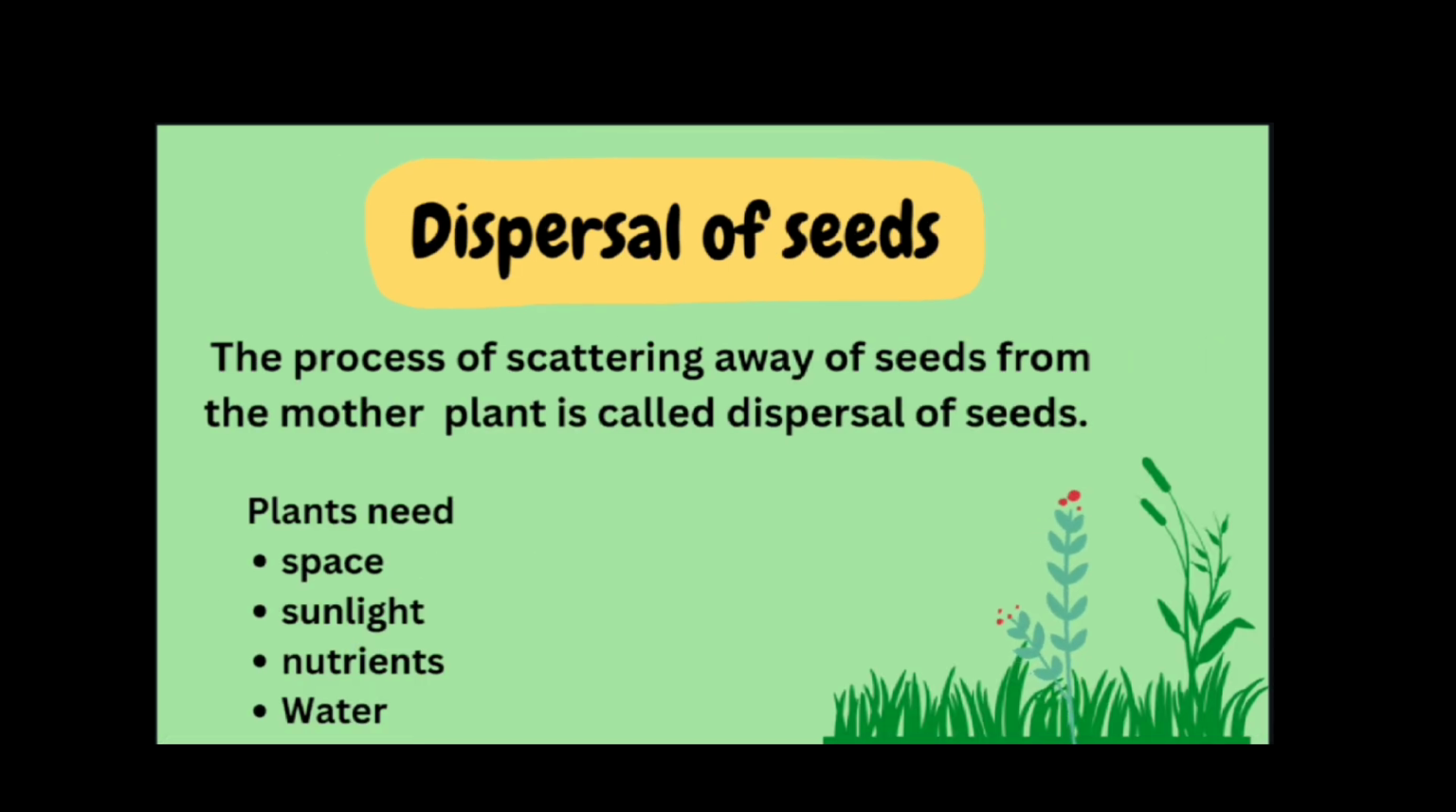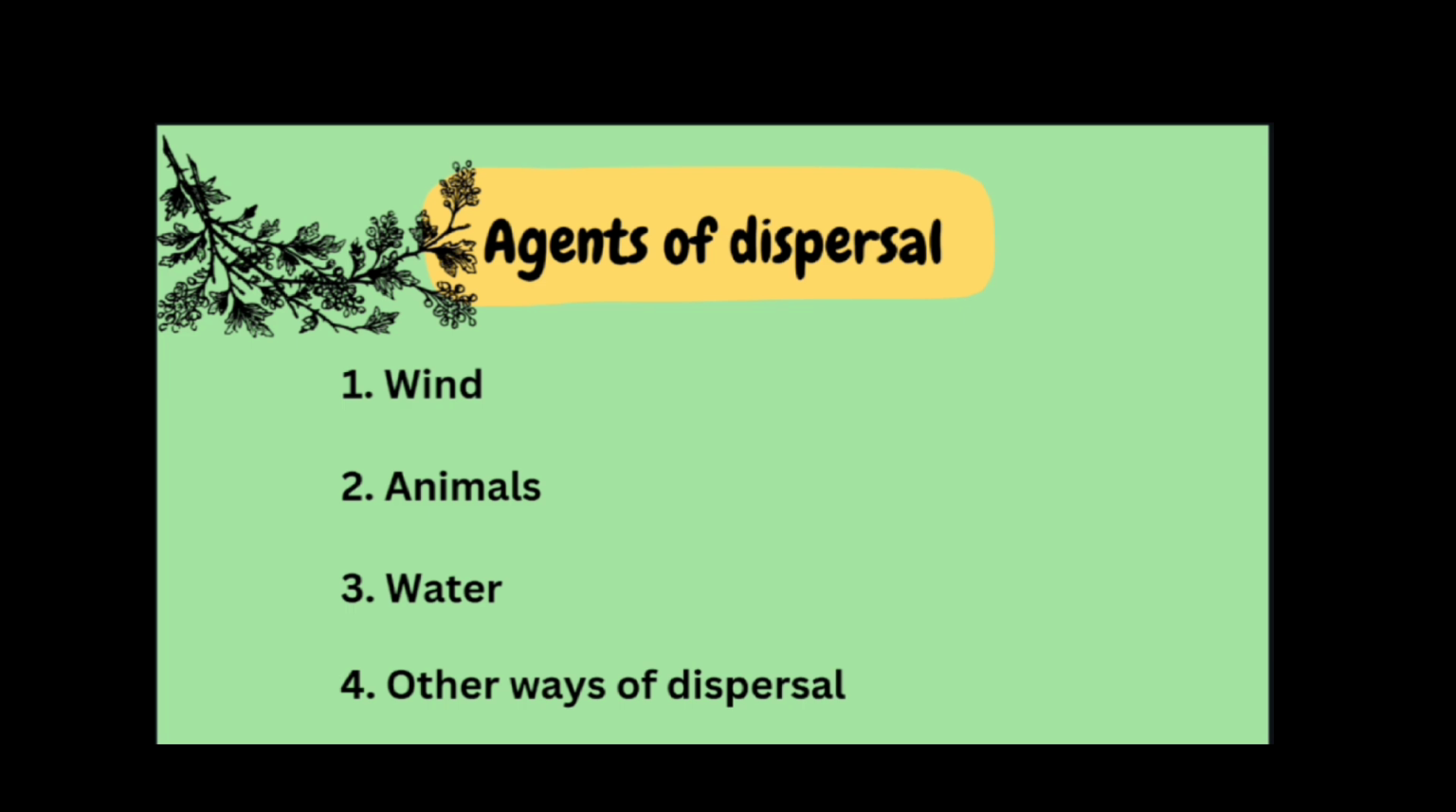Next, dispersal of seeds. The process of scattering away of seeds from the mother plant is called the dispersal of seeds. Plants need space, sunlight, nutrients and water from soil to grow. Why do they need dispersal also? This is because if they grow too close to each other, the plants will not get sufficient space and nutrients from the soil to support their growth. So dispersal is very necessary.